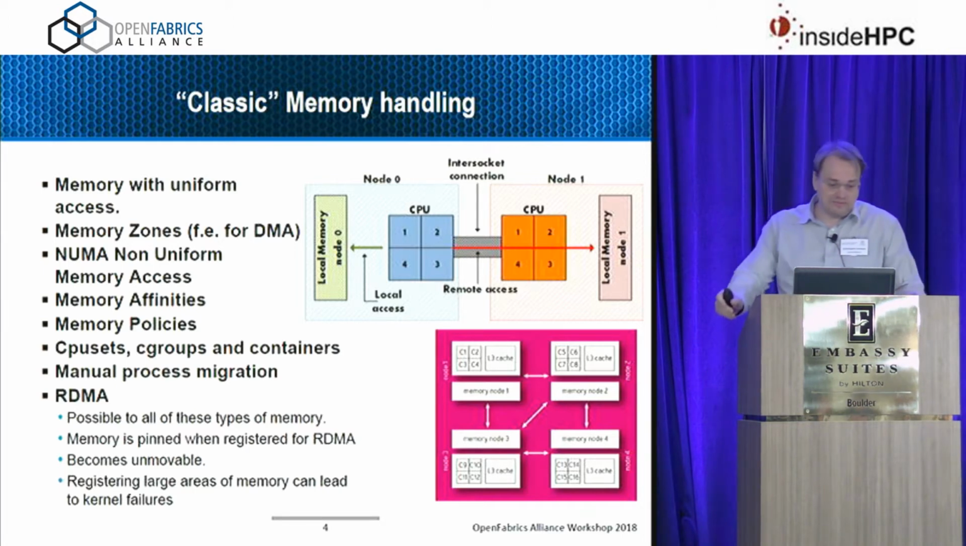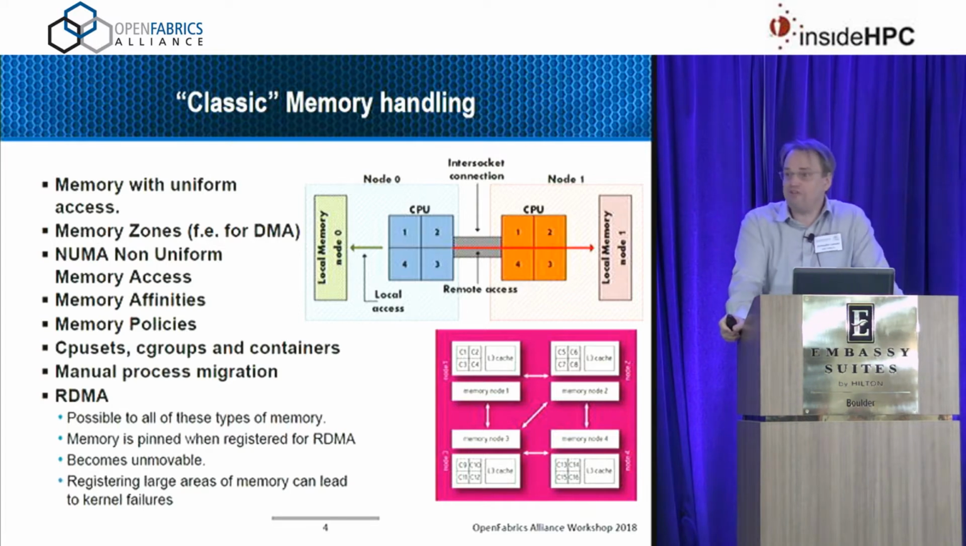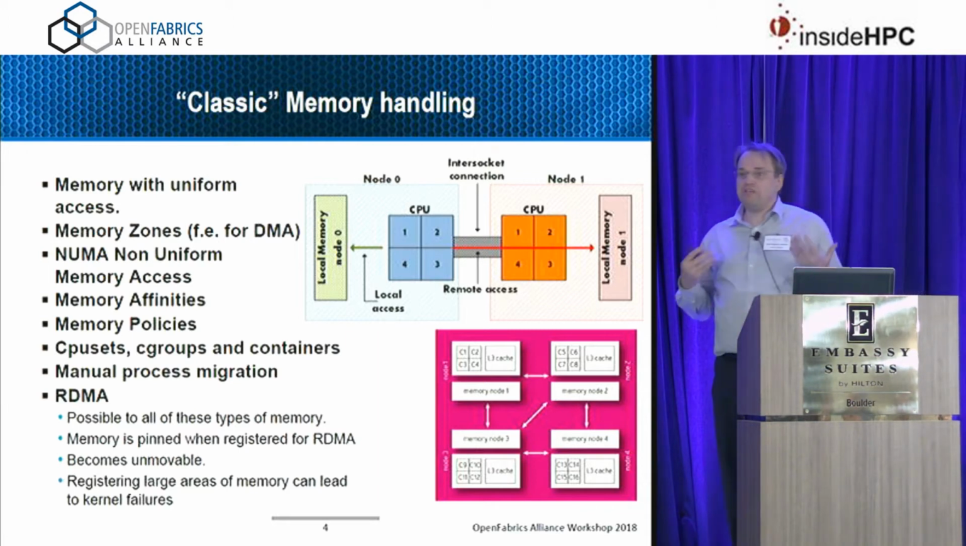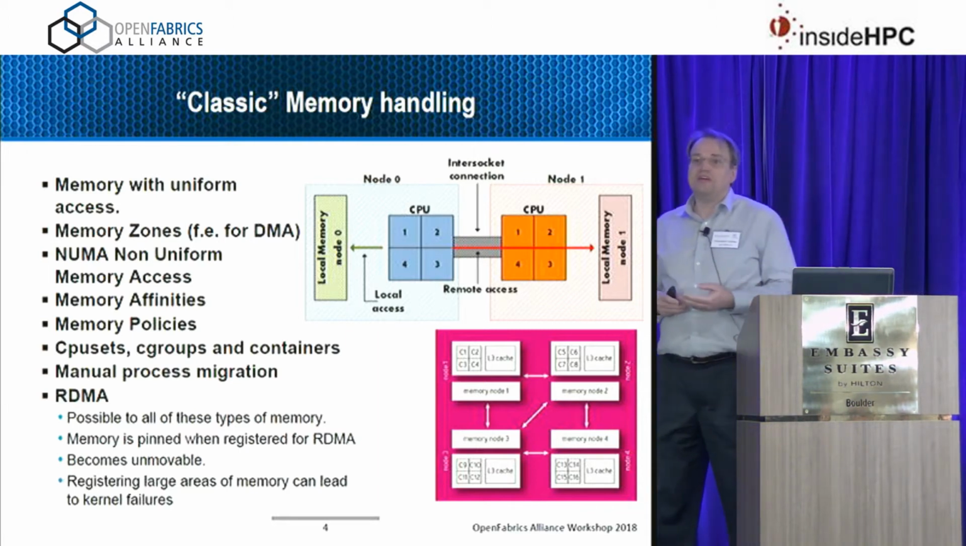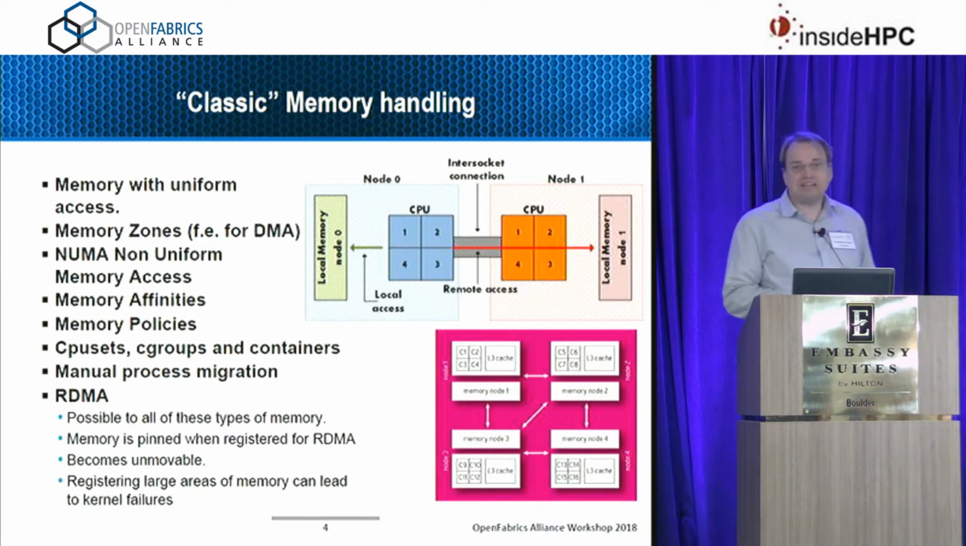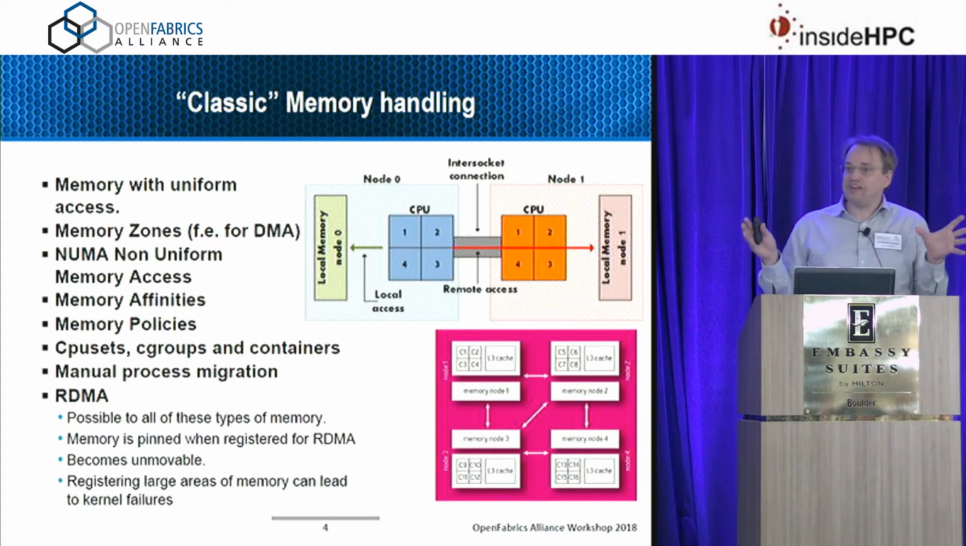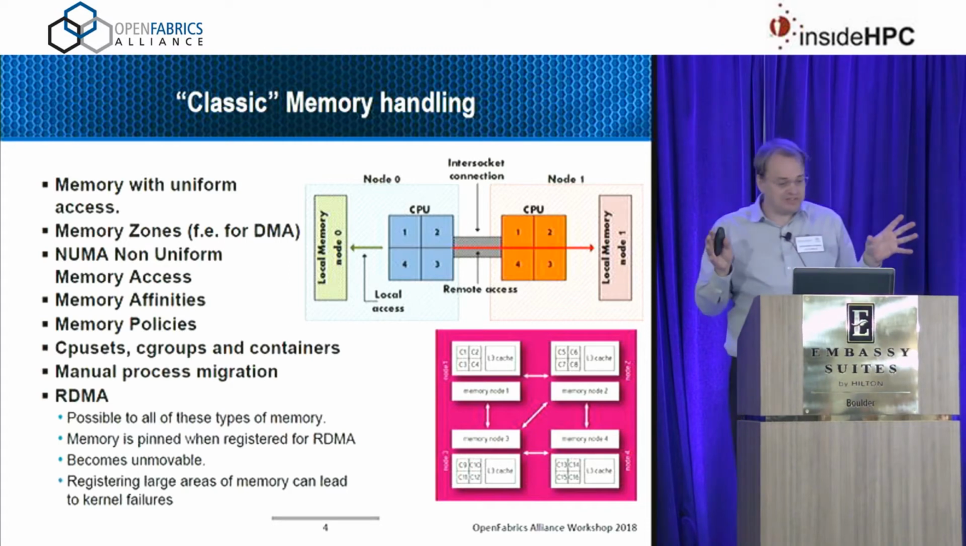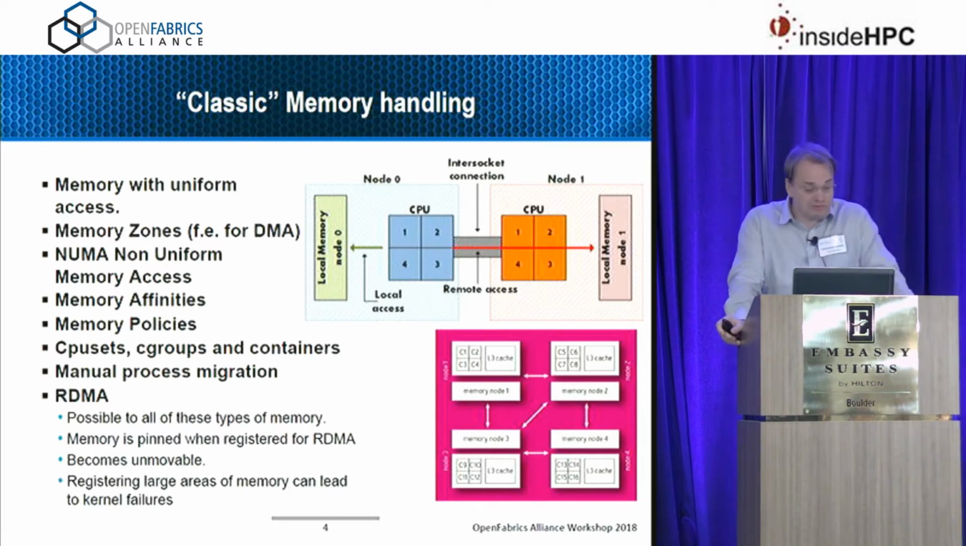And then we also started having RDMA back in 2004 or 5. And RDMA to all of these types of memory is not a problem. What we do when we register memory is we pin the memory. This means at that point, memory migration and swap and all these things are disabled. And the RDMA subsystem ensures that memory stays pinned in a certain range. This is pretty important. The memory becomes unmovable.